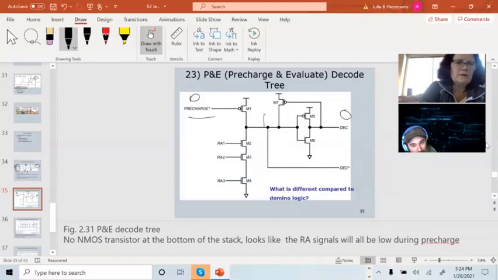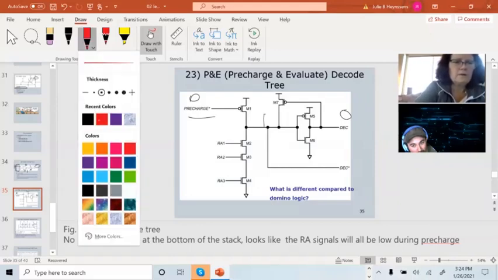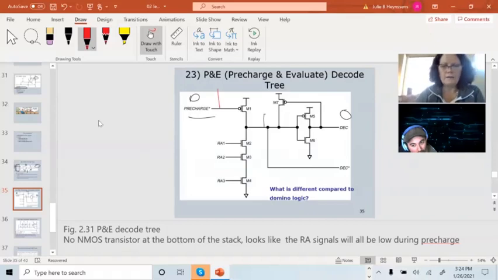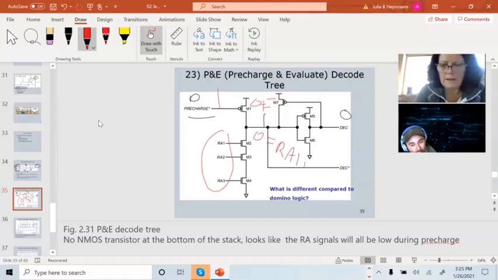Then I change colors. I turn pre-charge high, and when pre-charge is high, M1 goes off. And then the state of RA1, RA2, and RA3. If all 3 of those are true, I pull the signal down. This signal right here is really RA1 ANDed with RA2 ANDed with RA3.